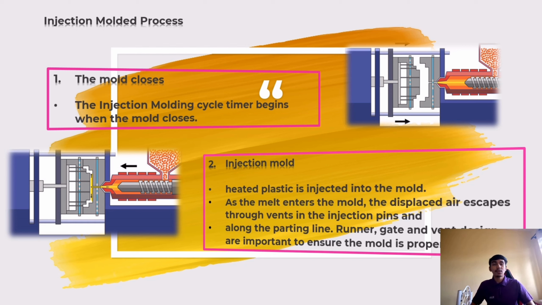The next process is injection. The heated plastic is injected into the mold. As the melt enters the mold, the displaced air escapes through vents, the injection pins and along the parting line. Runner, gate and vent design are important to ensure the mold is properly filled.